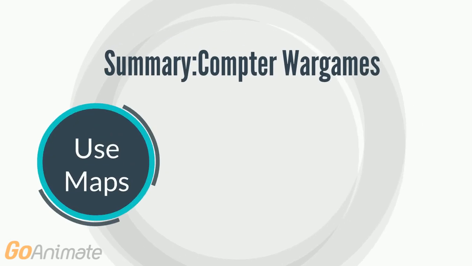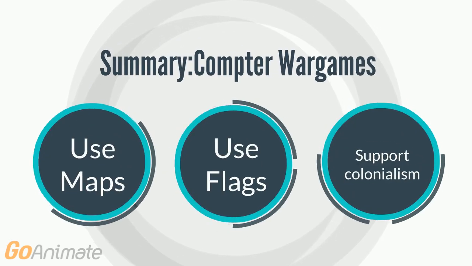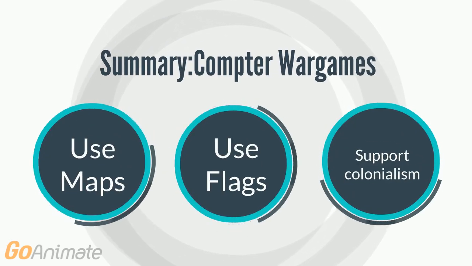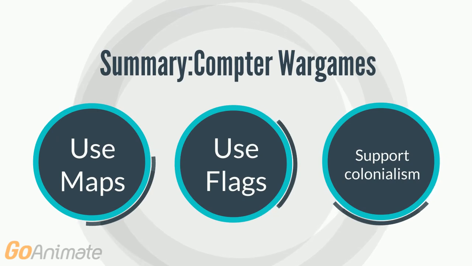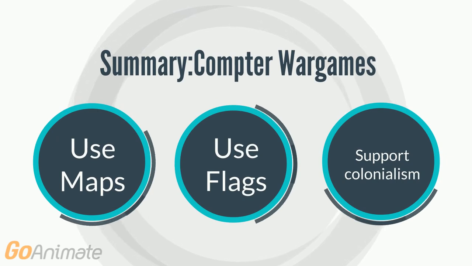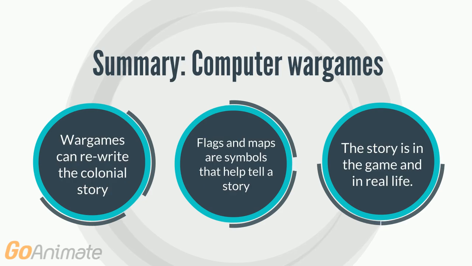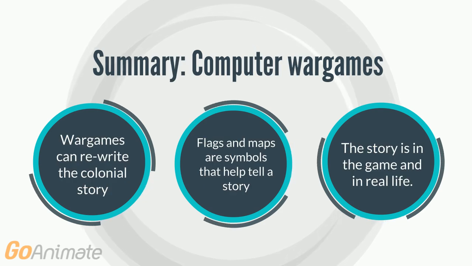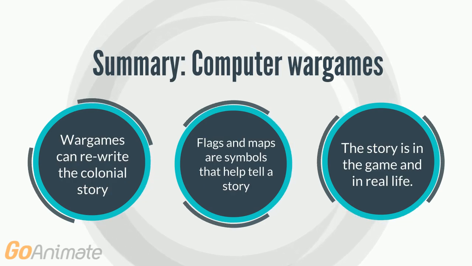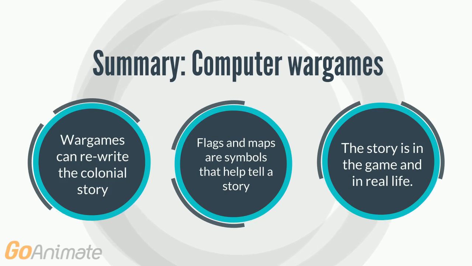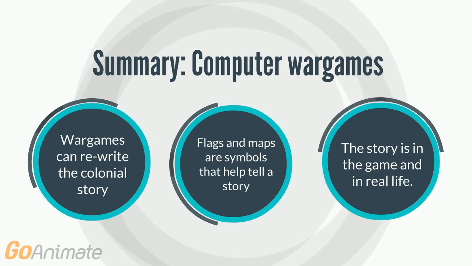In summary, computer wargames rely heavily on maps and flags. These are ways to support the colonial and imperial, both in the game and in reality. There are ways that wargames allow the player to defy the colonial. This is by way of mods. It also comes from the way history can be rewritten.